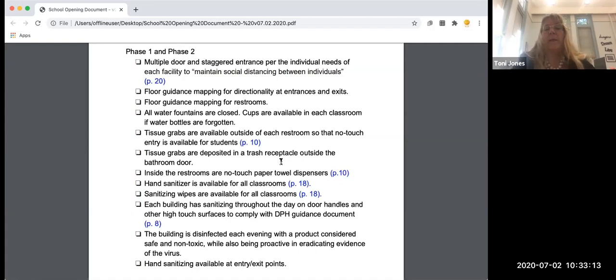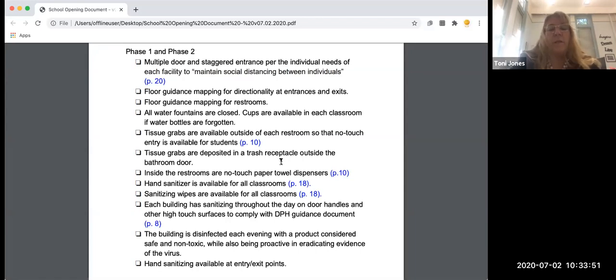The floor guidance mapping, this is just directionality, entrances and exits. You see them in all the grocery stores and everywhere we go, and that will be very helpful for children as well. The mapping for the restrooms, how they enter. All of our water fountains will be closed. There will be some cups available in the classroom if they need a sip of water out of the sink, if they brought their water bottle and it ran out because the water fountains are closed. The tissue grabs, we talked a little bit about that in the facilities meeting on Tuesday.